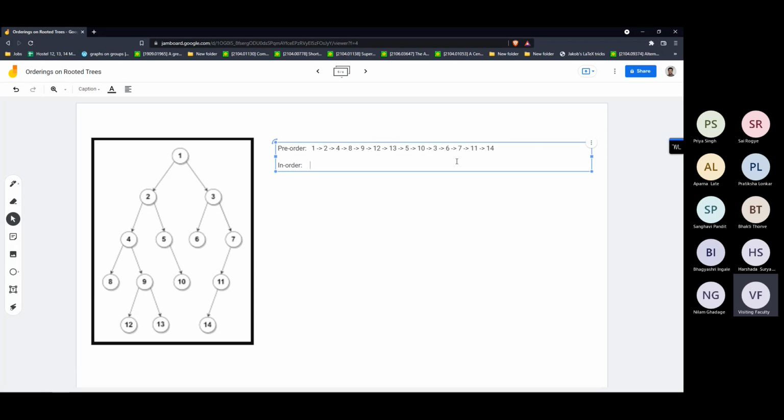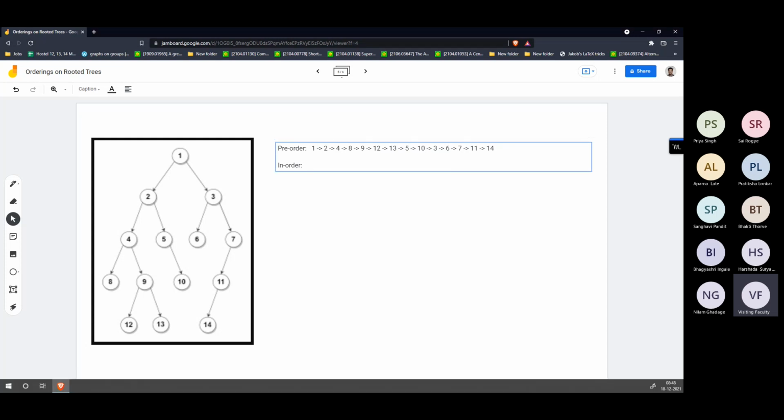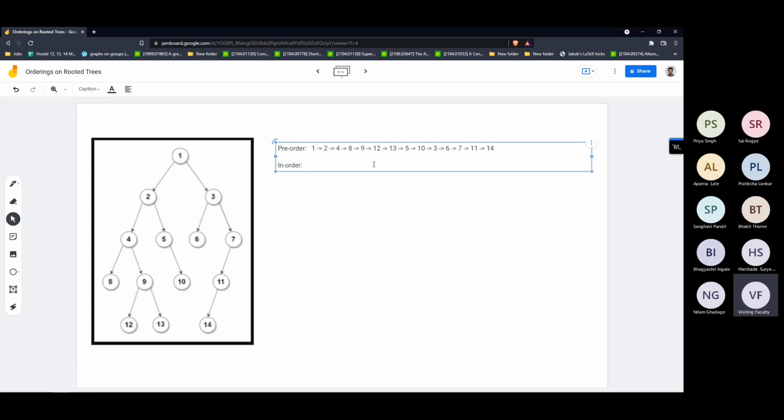Okay. Now let us do post-order. Sorry, in order. How much time do we have? Yeah, we have time. Okay. In order rule is left subtree, root, right subtree. First left subtree, then root, then right subtree. Right?